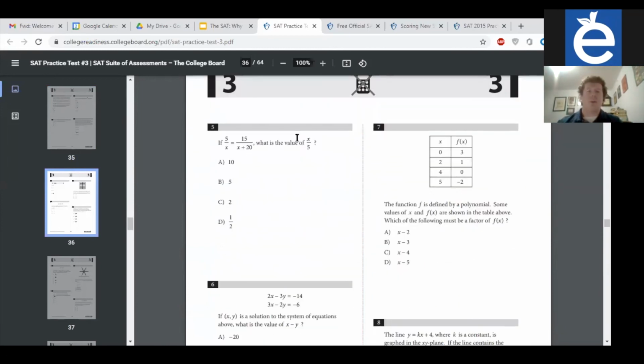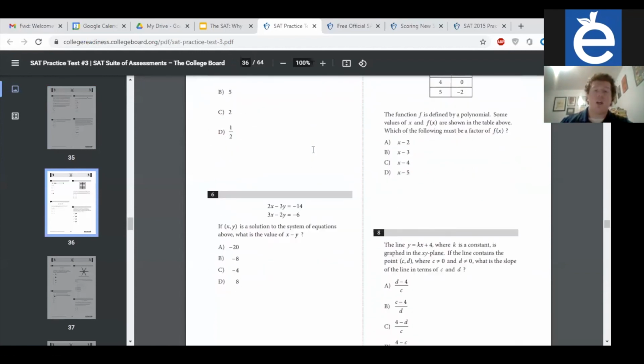rearranging things. If we look through here, number 5, what is the value of x over 5? So this is an example of where we could use our reverse approach. We could take x over 5 and set it equal to all of our answers, 10, 5, 2, and 1/2. We could solve for x, and for each of those solutions of x, if we plugged it into our equation, whichever one gives us equal answers on both sides would have to be correct. Again, that's a little bit more time consuming. The faster way to do it is to solve for x here, and then plug that into our x over 5. Okay.